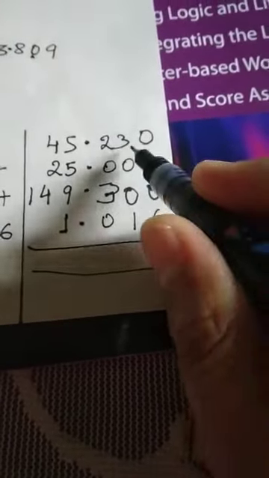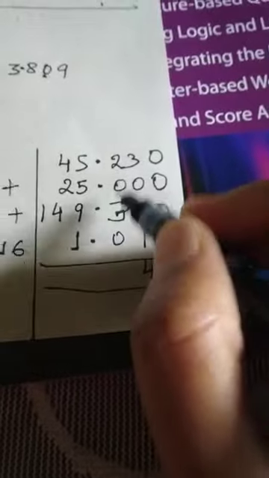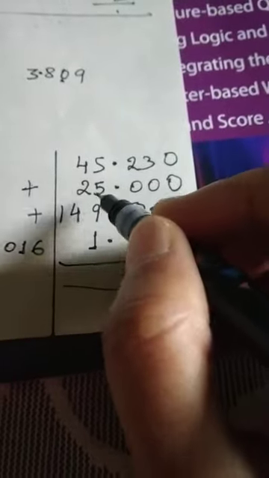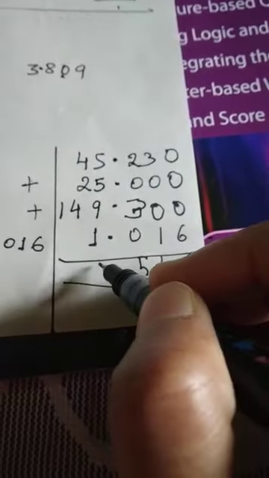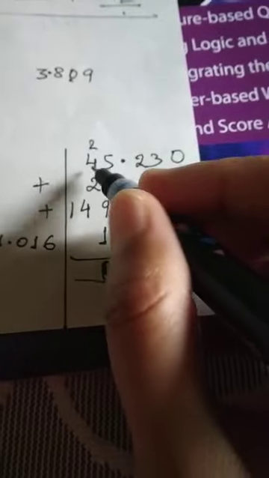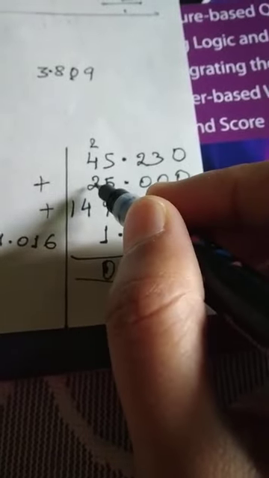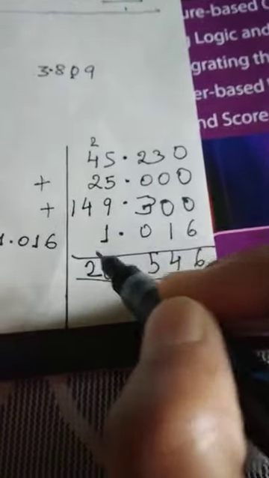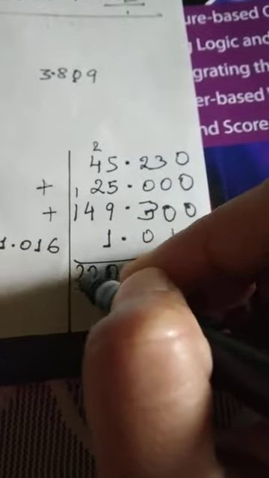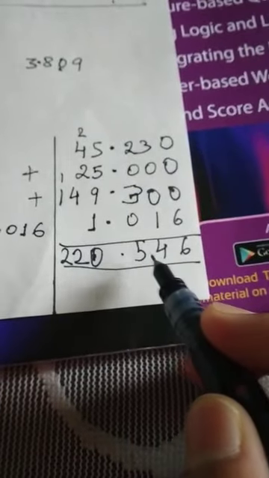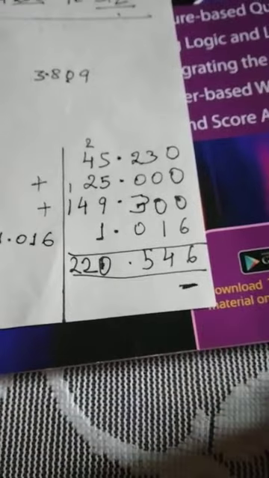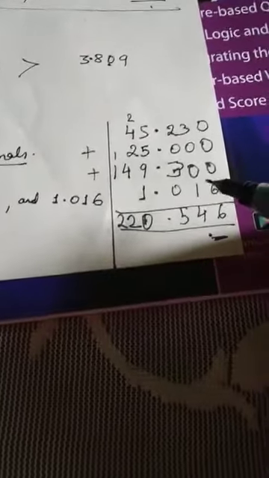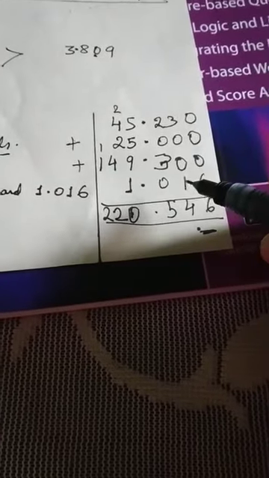6, 3 plus 1, 4, 3 plus 2, 5, 5 plus 9 plus 1 is 10, 10 plus 5 is 15, 15 plus 5 is 20, 20, 0 and 2 will be carried. Now 4, 4, 8, 10, 11, 12, 12, 2 carry 1, 1, 1, 2. So 220.546 is the answer of this. We can add decimal numbers in this manner.